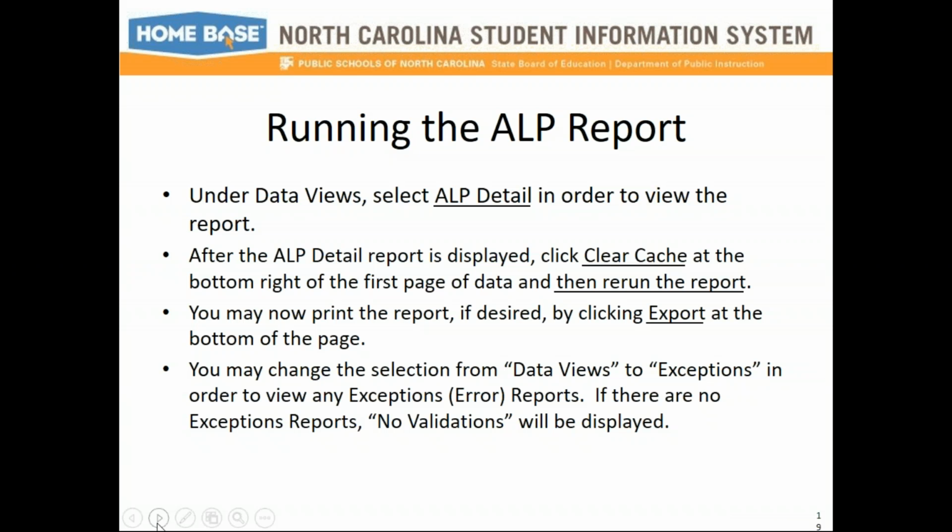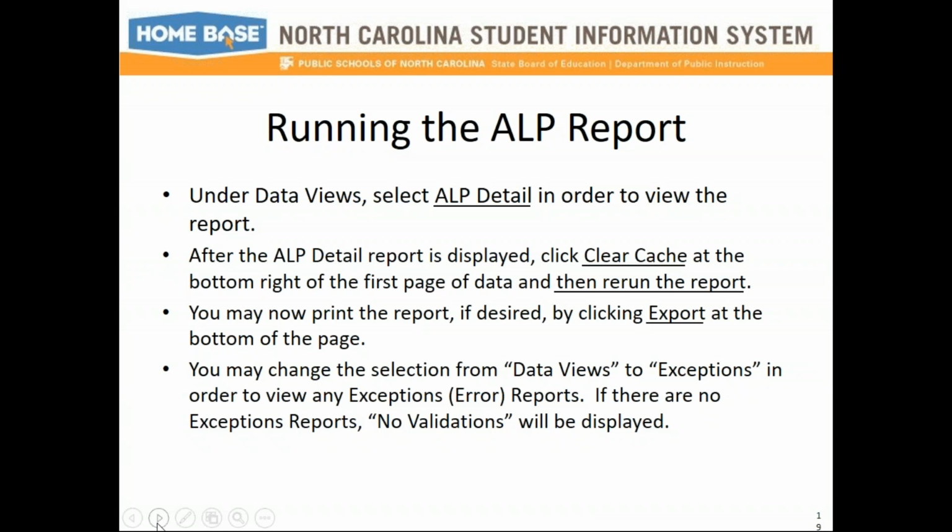After we click on that Review button, we'll see a page, and at the top it will have Data Views. You select ALP Detail in order to view the report. After the ALP Detail report is displayed, click Clear Cache at the bottom right of the first page of data, and then rerun the report.